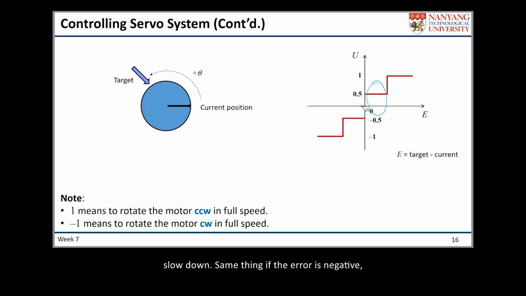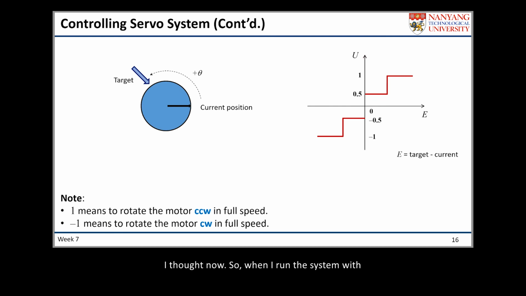Same thing if the error is negative. When the error is still very large, I want the controller to ask the motor to run in a clockwise direction at full speed. But when the current position is about to reach the target, I want the motor to slow down to half speed. Okay, so it should work. That's what I thought.